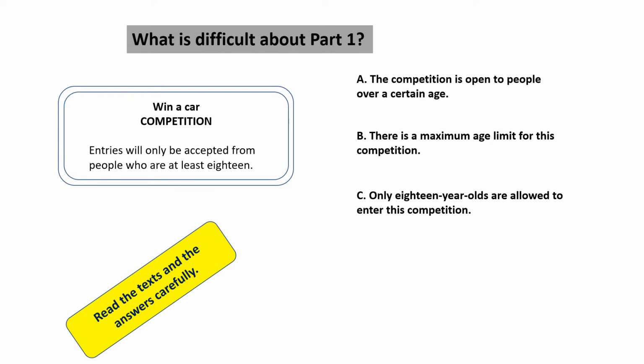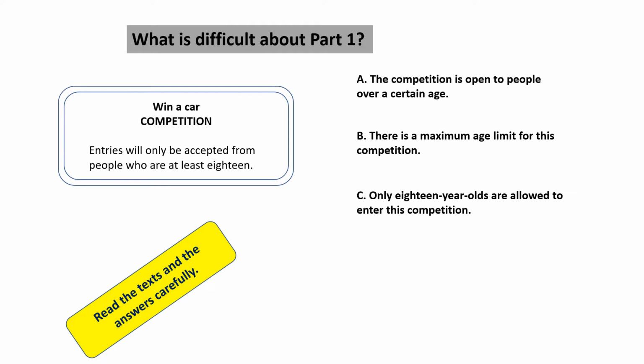In this example, you can see that all 3 possible answers talk about the age of the people who can enter the competition to win a car. In the text on the left, it says that you have to be at least 18 years old. You have to be very careful and find the answer that means the same as the text. At least 18 years old means 18 years or older. So 18 is the minimum age.